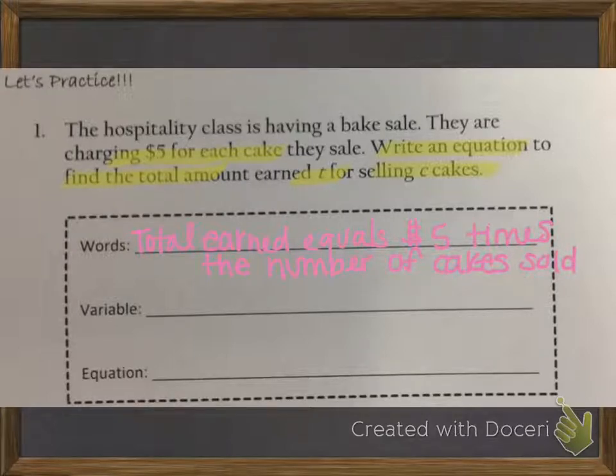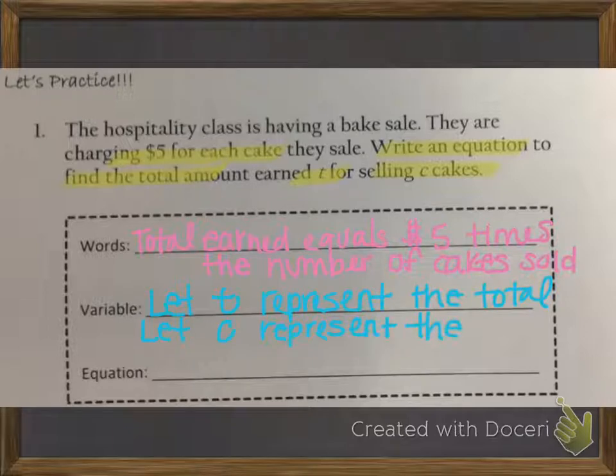Okay, and variables. So we're going to say what we're using to represent each situation. So we are going to let the variable T represent the total amount earned. And we are going to let C represent the total or the cakes sold. Okay, and then we want to write our equation using our new variables.